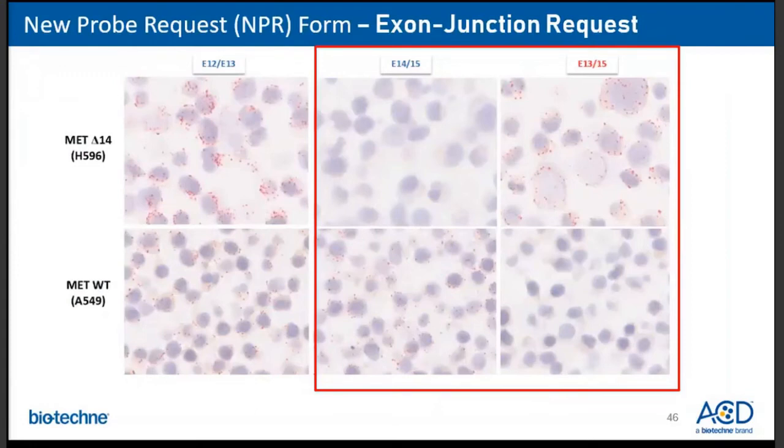And conversely, in the E14, E15 with the wild type cell lines, we see here that there's detection in these cells here, while in the actual E13, E15 delta 14 probe, there's no detection because now it's a wild type transcript. And so again, this probe is found in our catalog as a basecode probe for MET E13, E15.